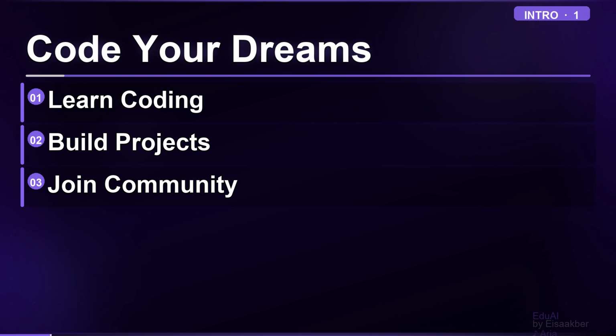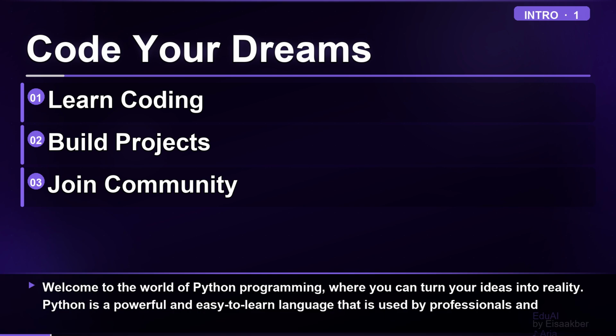In this course, you will learn the basics of Python programming, from variables and data types to functions and object-oriented programming. You will also learn how to apply your new skills to real-world projects, such as building a website or analyzing data. By the end of this course, you will be able to write your own Python programs and join a community of millions of developers who are using Python to change the world. So, are you ready to start coding your dreams?